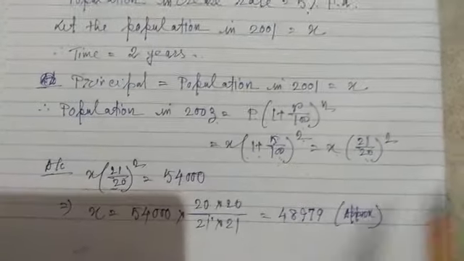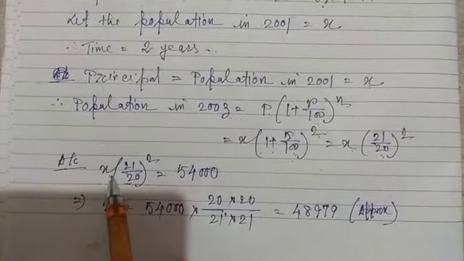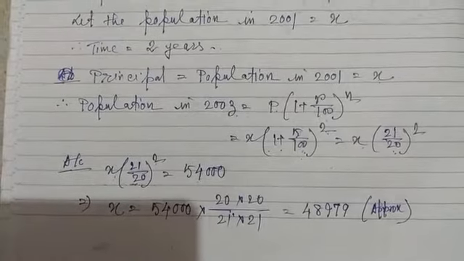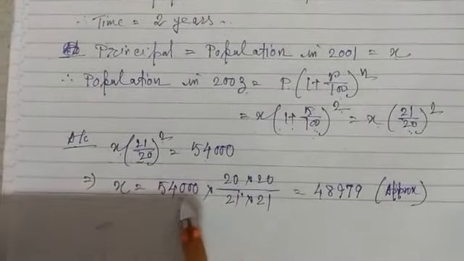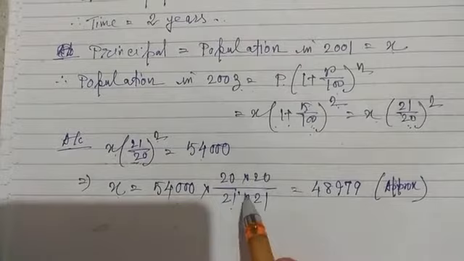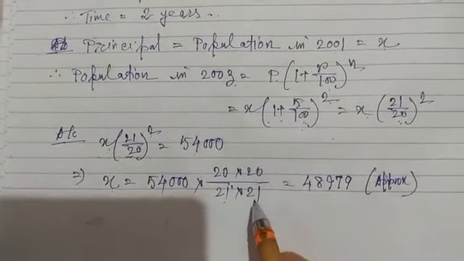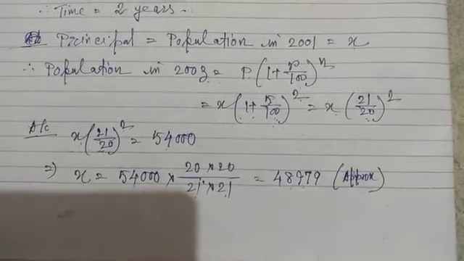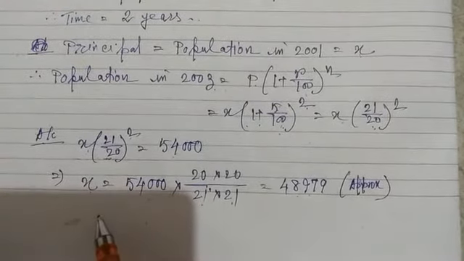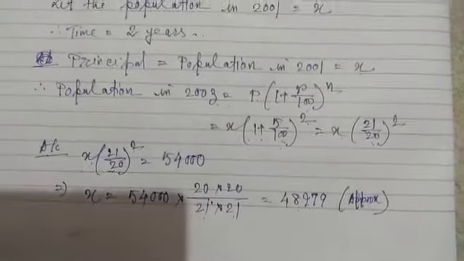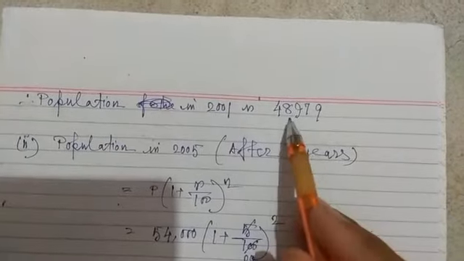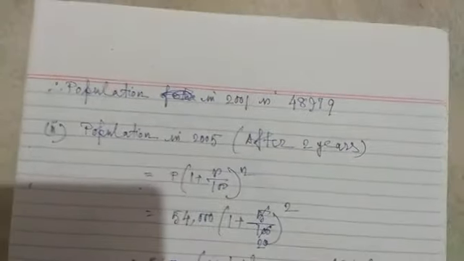So according to the condition, population of the town in 2003 in terms of X equal to X into 21 by 20 whole to the power 2, and it is given 54,000. So after simplification, X equal to 54,000 into 20 by 21 into 20 by 21. So its value is 48,979 approximately. So population of the town in 2001 is 48,979.